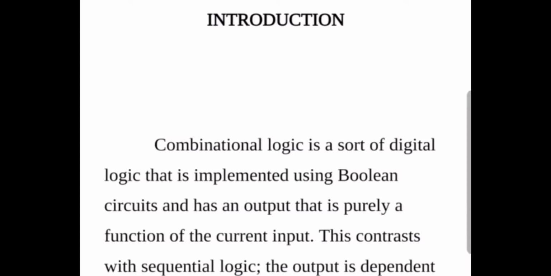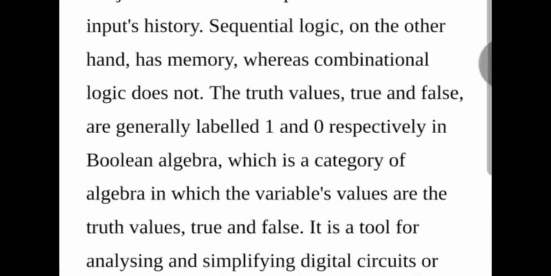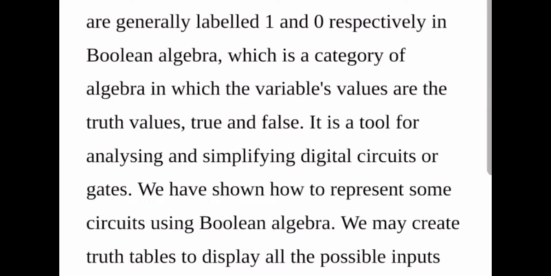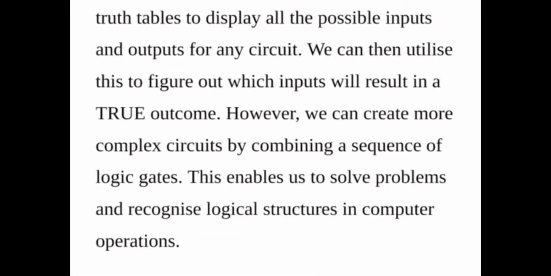Combinational logic is a sort of digital logic that is implemented using Boolean circuits and has an output that is purely a function of the current input. The truth values, true and false, are generally labeled 1 and 0 respectively in Boolean algebra. It is a tool for analyzing and simplifying digital circuits or gates. We can then utilize this to figure out which inputs will result in a true outcome. However, we can create more complex circuits by combining a sequence of logic gates.